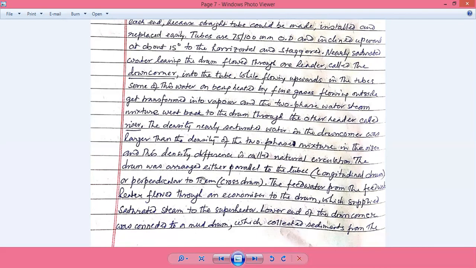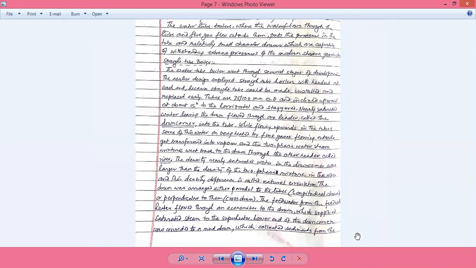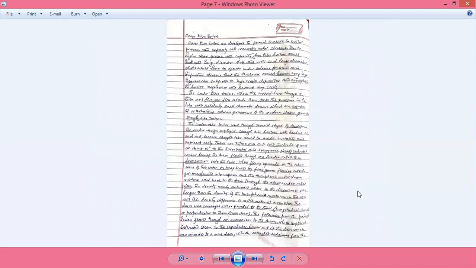The drum was generally either parallel to the tubes, or longitudinal, or perpendicular to them, or cross drum. The feed water for the feed water heater flows through an economizer in the drum. The feed water then flows to the economizer drum, and is then supplied as saturated steam to the superheater itself. The lower end of the downcomer was connected to a mud drum, which collects sediments from the steam itself.